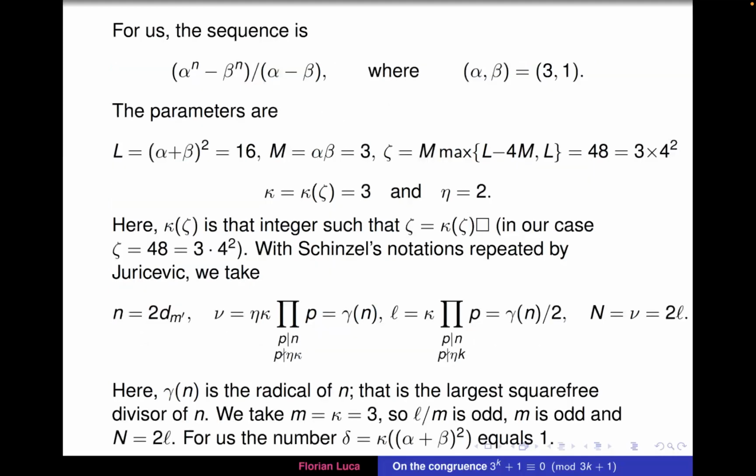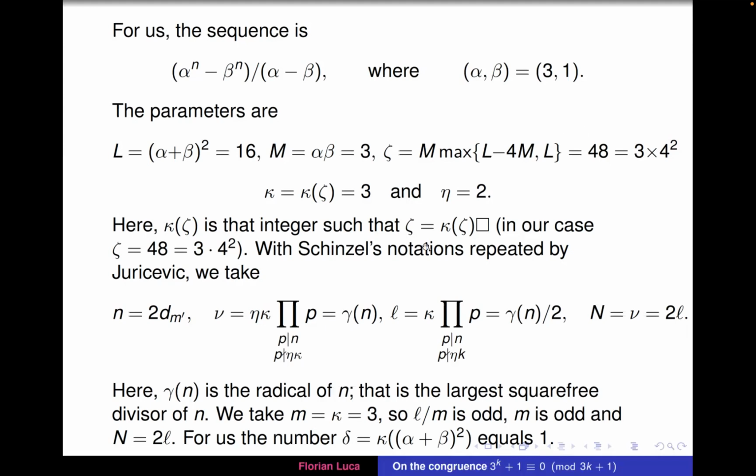Now you'll have to bear with me because I'm going to define some notation, and I'm going to take that result from Schinzel a bit like a black box and I'm going to show it. So the sequence is alpha to the n minus beta to the n over alpha minus beta. The pair alpha, beta equals 3, 1.